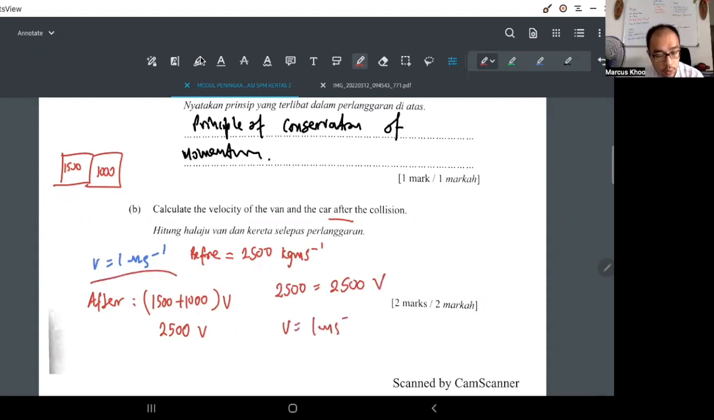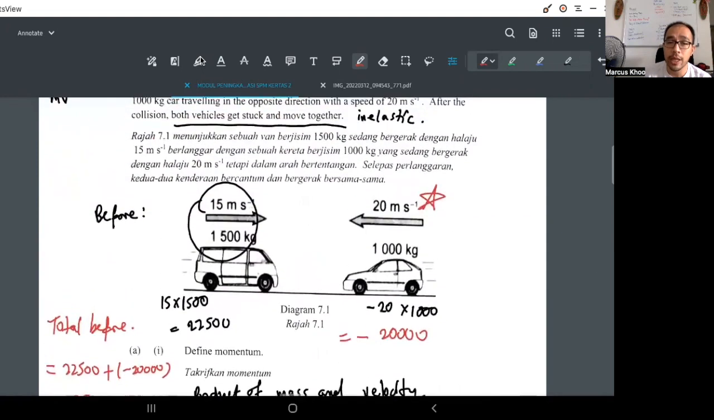That means these two cars, lepas diorang berlanggar, akan berjalan ke sebelah kanan, because the 1 is a positive number. If the 1 is a negative number, then it's going to go to the left. But since our V is a positive number, that means both the cars are going to go to the right lah. And it's very logical lah. Okay, if you think about it, it's very logical.